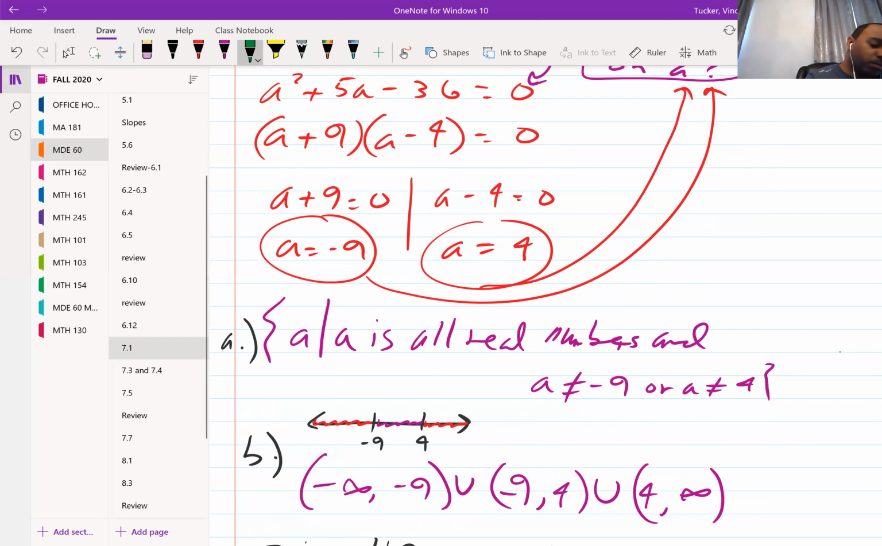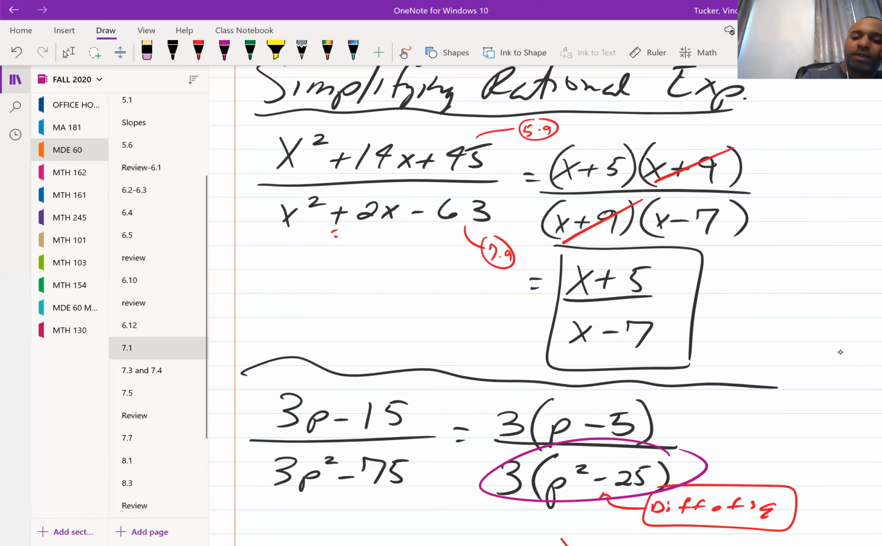So I factored out a 3 from each term in the numerator, and I was able to factor out a 3 from each term in your denominator. So that'll be 3 times p minus 5, and 3 times p squared minus 25.